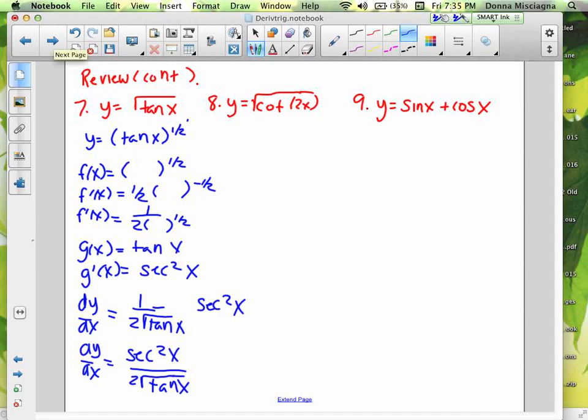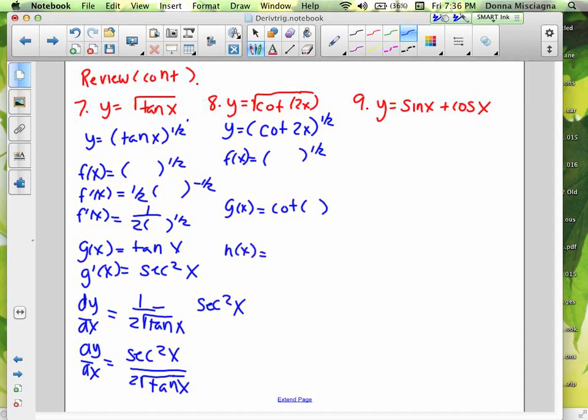All right, the next one, only a little bit different. Instead of tangent it's cotangent, but it's 2x instead of x. So that gives us one more part to our chain here. So I'm going to rewrite this as y equals cotangent 2x to the 1/2 power. Our outside function is the blop to the 1/2. Moving inside, we have cotangent blop, and then the derivative of the blop 2x.